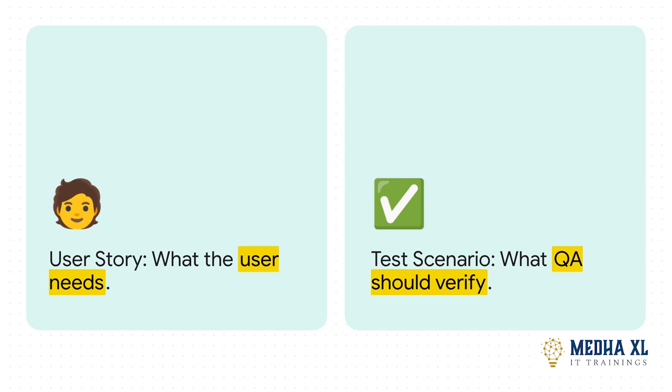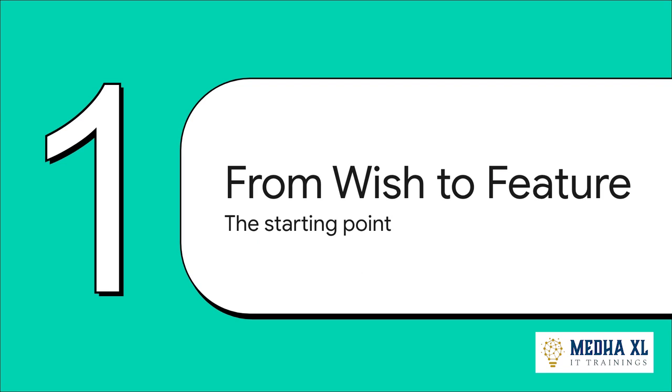You've got the user story. That's the what. It's what the user needs, said in plain English. Then you have the test scenario. That's the how we check it. It's the QA team's blueprint for making sure that need was met and that the whole thing is built to last.